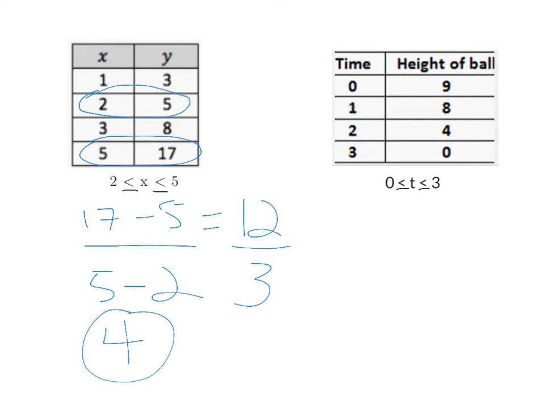Looking at the second table, we're asked to find the average change in the height of the ball over the interval of 0 and 3. So we're going to look at our table of values, and we have the point 0, 9 and 3, 0. We're going to find the change in our output values, the height of the ball, so 0 minus 9, or negative 9, over the change in the time, 3 minus 0, or 3. Negative 9 divided by 3 is negative 3. So the average change of the height of the ball would be 3 units per second.